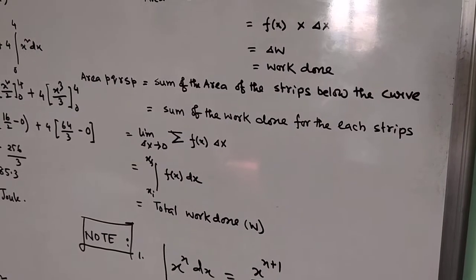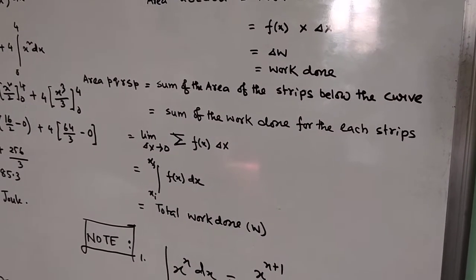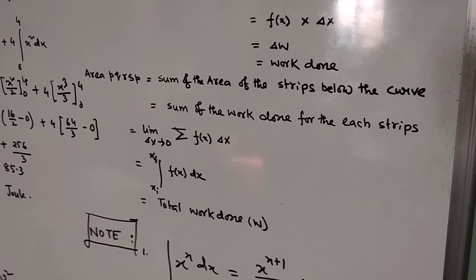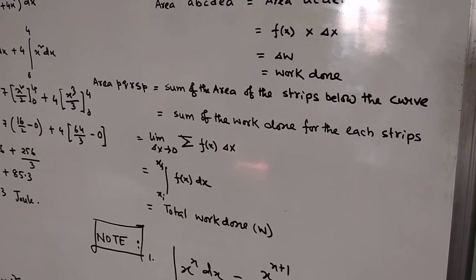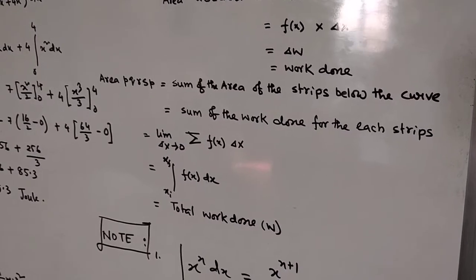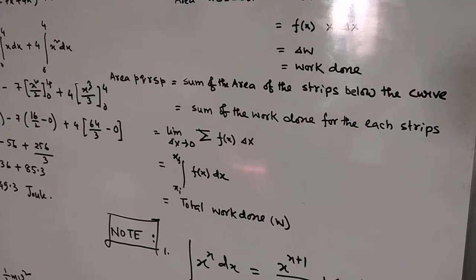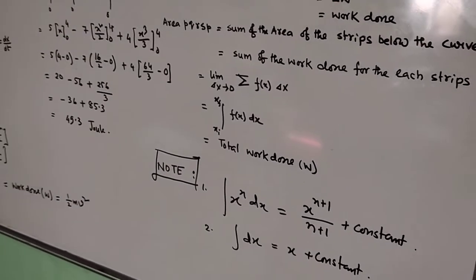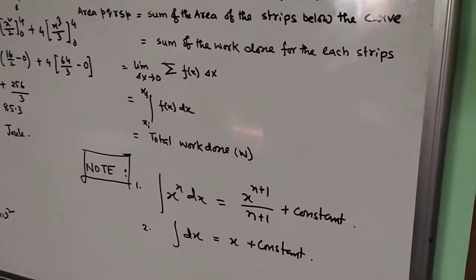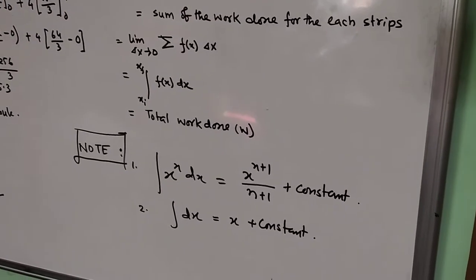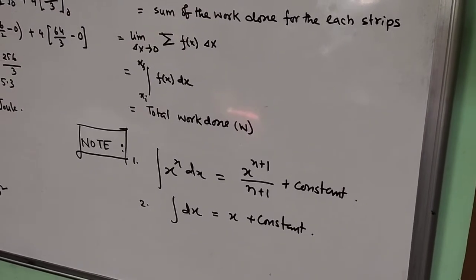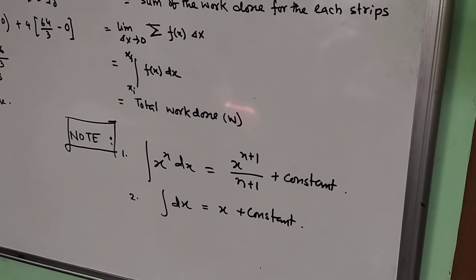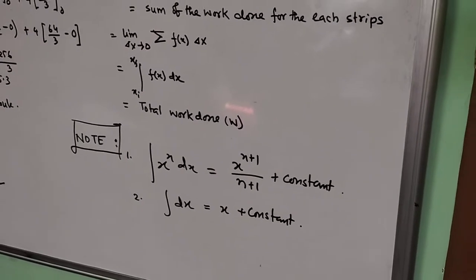So if someone asks you to define the work done under variable force, we have to go for the integration formula, that is xi to xf, where xi is your initial and xf is your final, f(x) dx. That is your total work done. Now as we have to use this formula, we must know two basic formulas of integration: integral of x to the power n dx is x to the power n plus 1 by n plus 1, plus constant, if it is an indefinite integral.